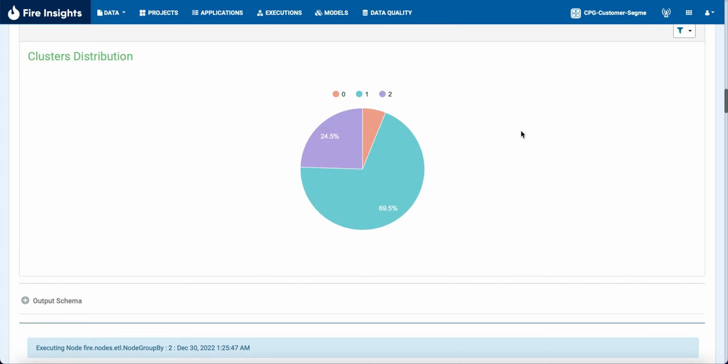Taking a look at the execution results of the previous workflow, we can find the cluster distribution. We can see that almost 70% of our customers are grouped into a single group, along with 25% in another cluster, and finally here we have a small remaining patch in the final cluster.